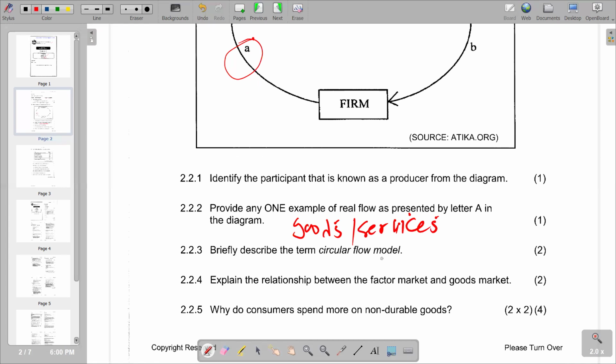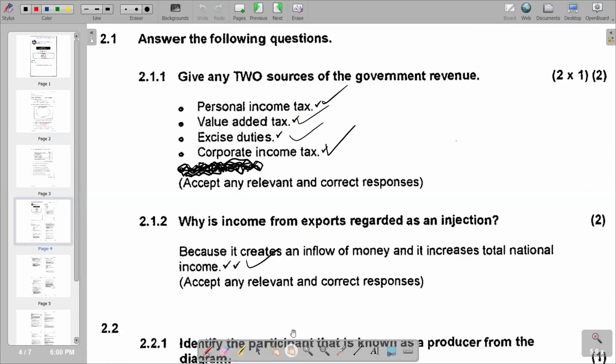2.2.3, briefly describe the term circular flow model. So we have described the scenario that we have. We've got a circular flow model with participants inside the economy, and then we've got a movement of real flows and money flows. So basically, that's what we have. And the question is for 2 marks, so you have to briefly describe. So we go to the other section to see the description that we have according to this video.